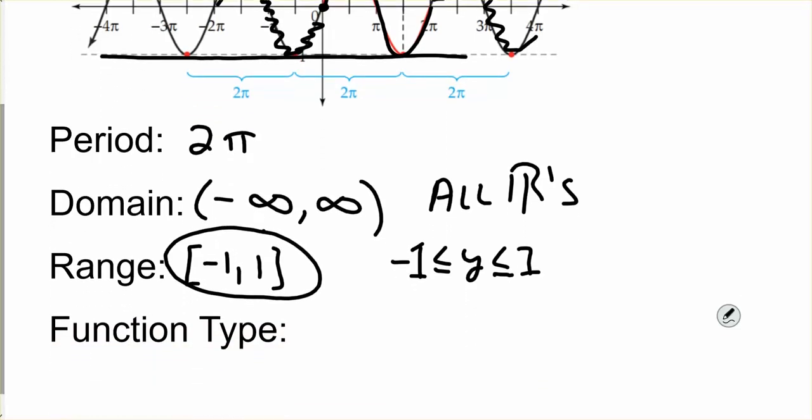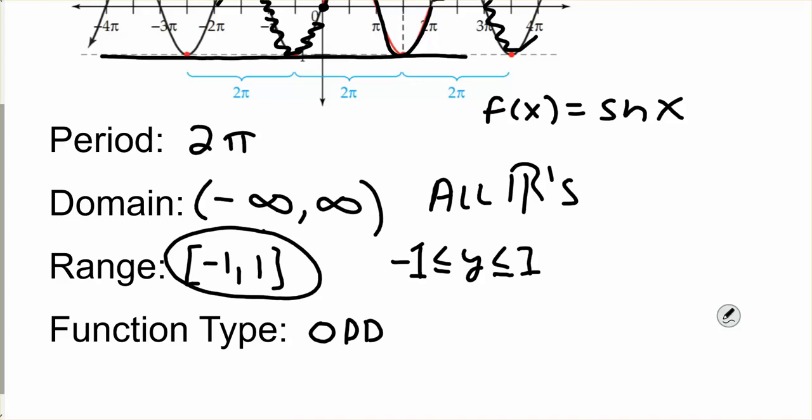Now when we talk about function type, there are two types of functions. You either have odd functions or you have even functions. Odd functions have rotational symmetry, and even functions have reflection symmetry. So this is the sine curve. This is actually an odd type function, if that makes sense. All right, so that's the sine. So this is actually a function. This is f of x equals the sine of x. And we've seen it a little bit this last week.